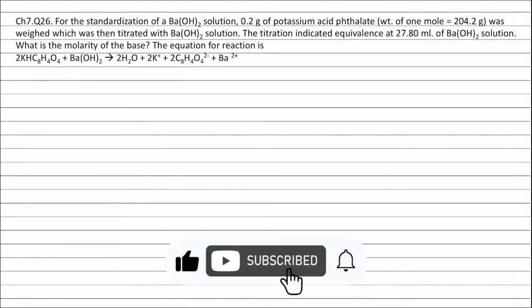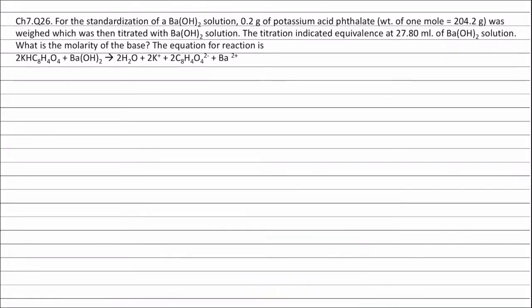Question 26. For the standardization of a barium hydroxide solution, 0.2 gram of potassium acid phthalate, weight of 1 mole is equal to 204.2 gram, was weighed, which was then titrated with barium hydroxide solution. The titration indicated equivalence at 27.80 milliliter of barium hydroxide solution. What is the molarity of the base? This is the equation for the reaction.